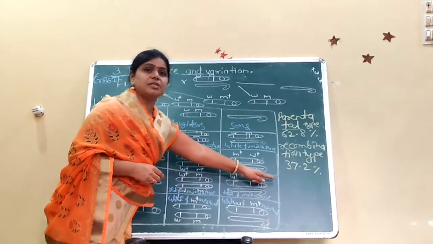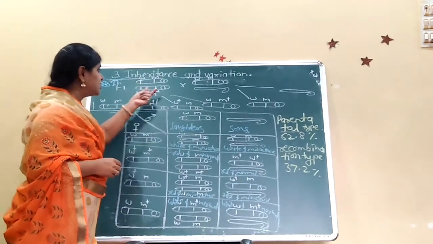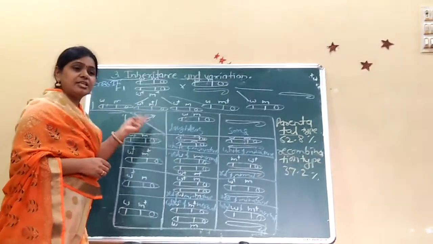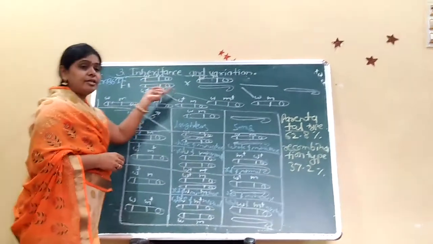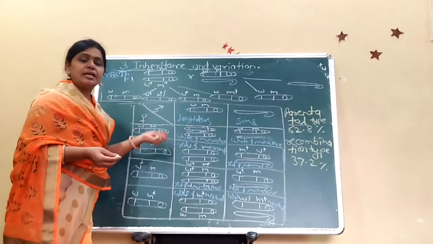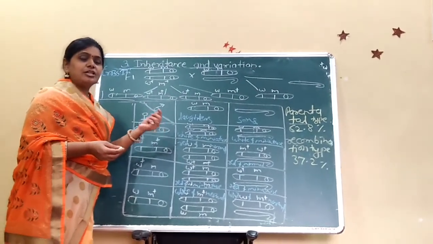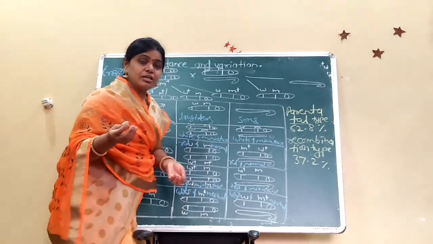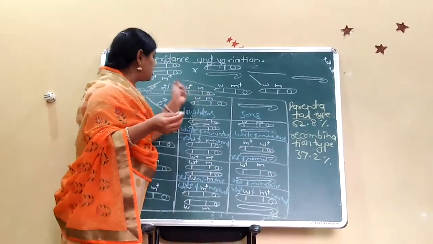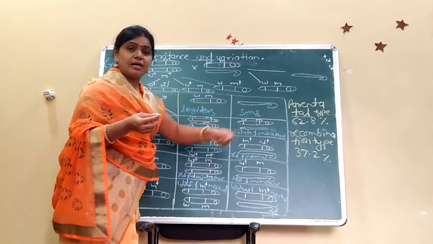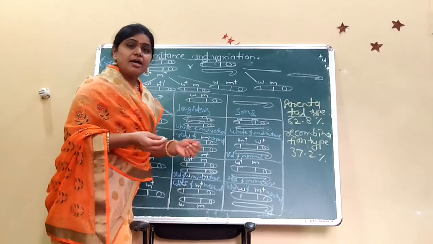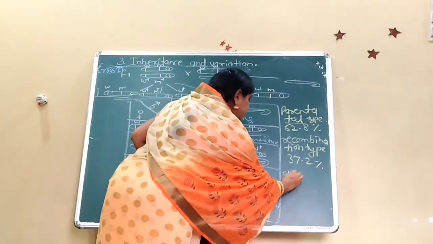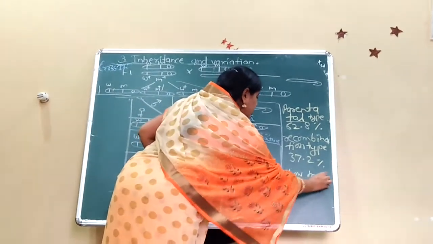And because of this, these genes are loosely arranged. The conclusion is that the genes W and M are loosely arranged and show more recombination.